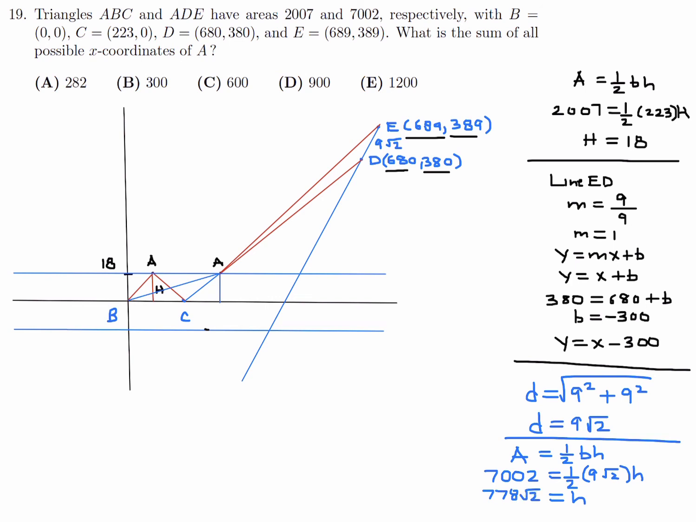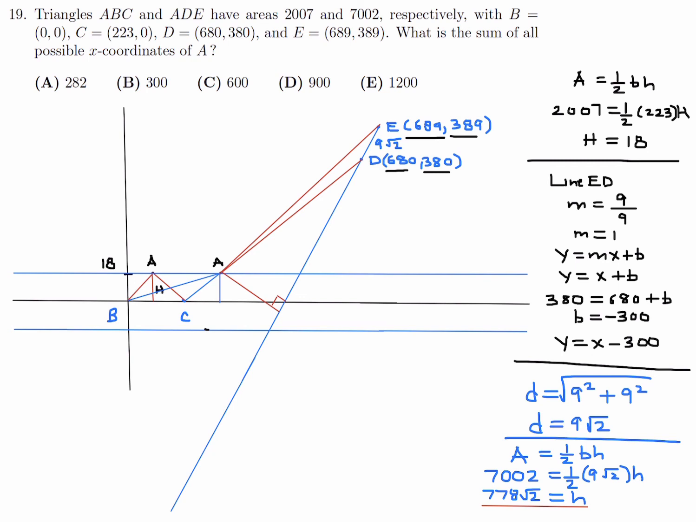Now, my question is, where is h? How do I look at h in this question? Where do I draw that h? Well, to draw h, you would have to draw a perpendicular from A to this line, so something like that. This would basically represent h, right here, that red line that I just drew. And that, we know, has to be a value of 778 root 2.